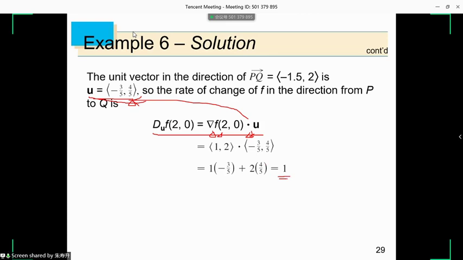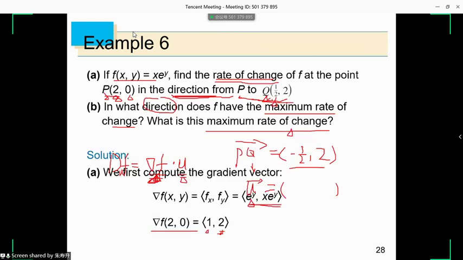So this is for the first problem, and the second problem wants to get the direction for the maximum rate of change. Have you got it? Yes, the second one, the direction for the maximum rate of change. Do you still remember which direction is the maximum rate of change?